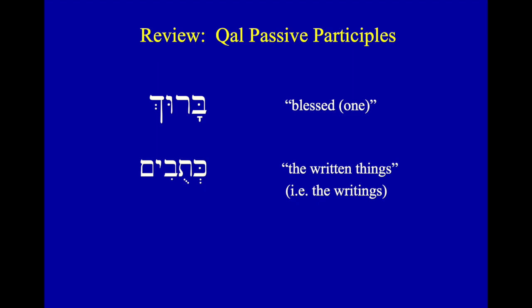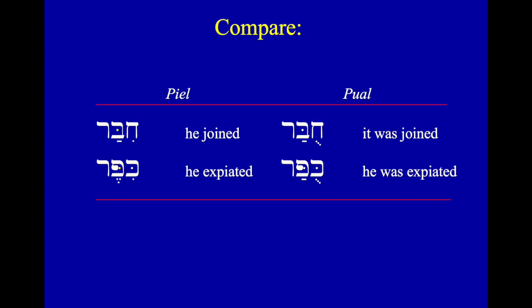And then katav means to write. Ketuvim, that's a passive participle. It's a Qal passive participle, and it's got a u in there. Ketuvim means the things that have been written, the ones that have been written, or the writings. So remember that u in there tells us it's passive. Well, guess what? That passive u is going to be very important for us to remember with the Pual here.